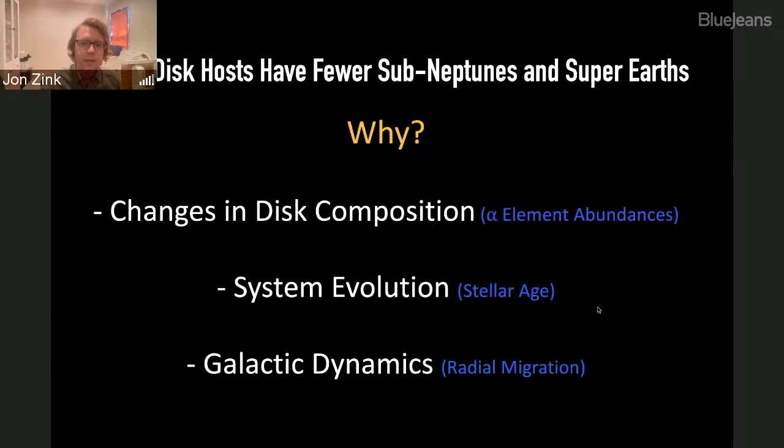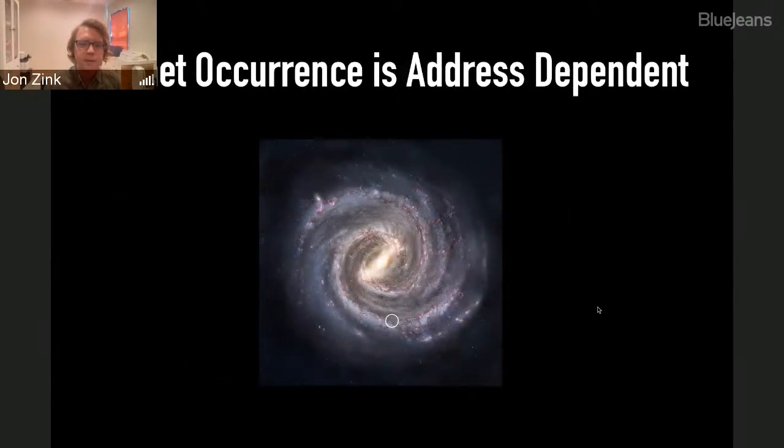But the big takeaway here is that planet occurrence is address dependent. It doesn't look like the same occurrence is happening everywhere as we are looking in this one part of our galaxy. If we go up too much or down too much, things change a bit. And that's really a relic of how the galaxy is impacting planet formation.